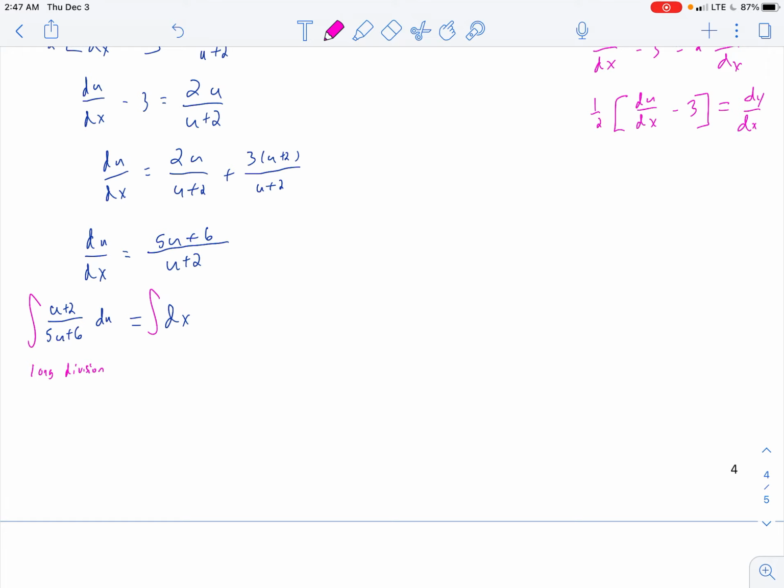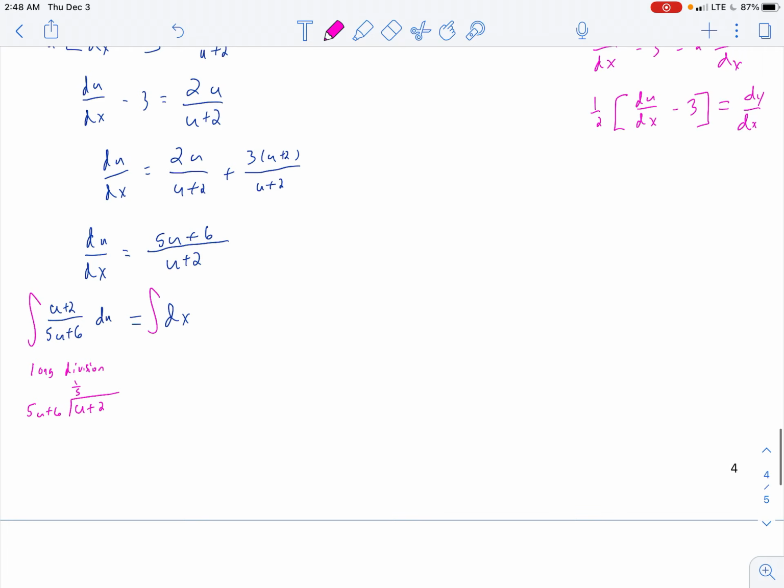So I'm going to go ahead and have 5u + 6 divide into u + 2. Well, how do I make 5u go into u? Multiply by 1/5. So now I'm going to multiply by 1/5, and I'm going to get u + 6/5, and subtract that, so the u's go away. 2 minus 6/5 is just going to be 4/5.